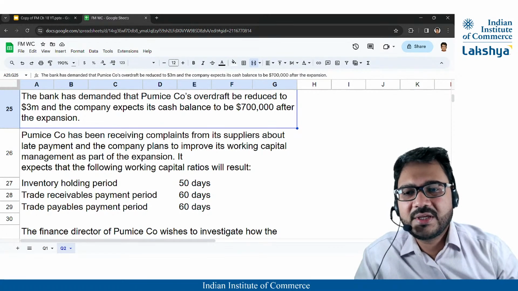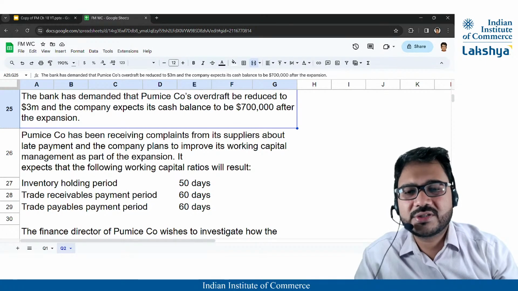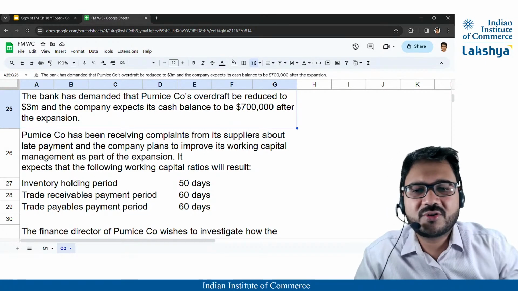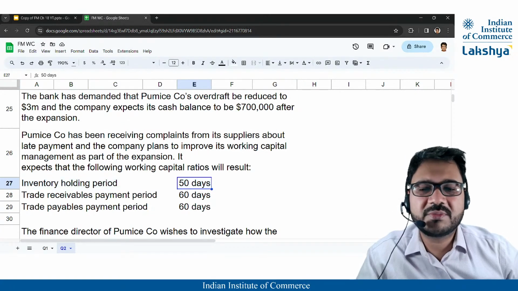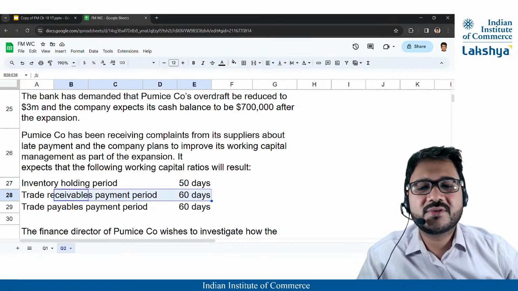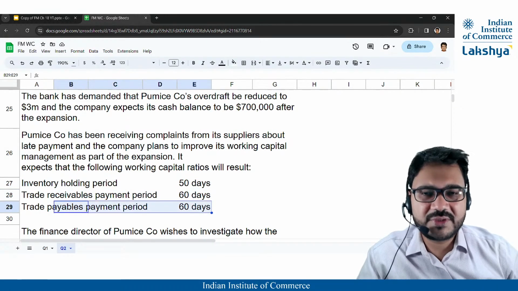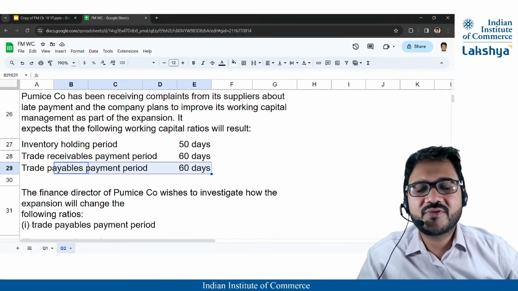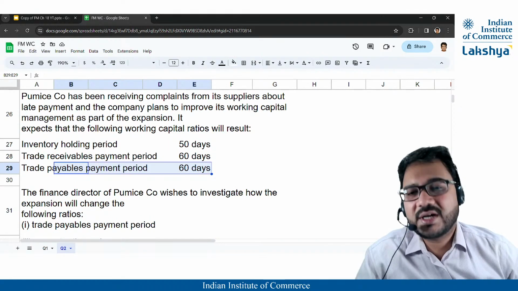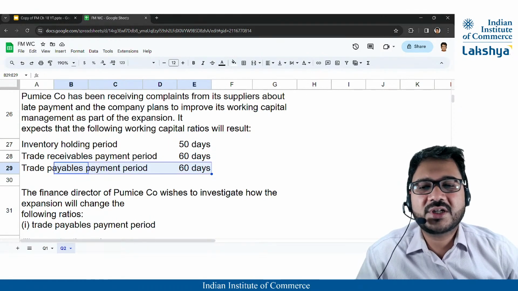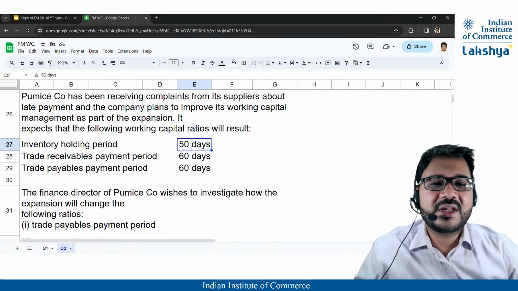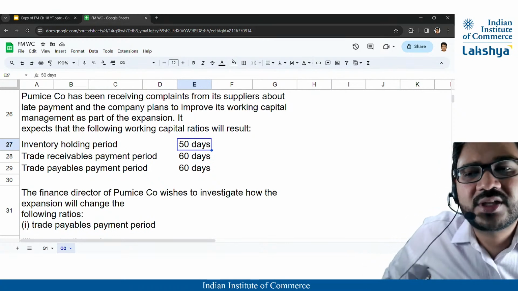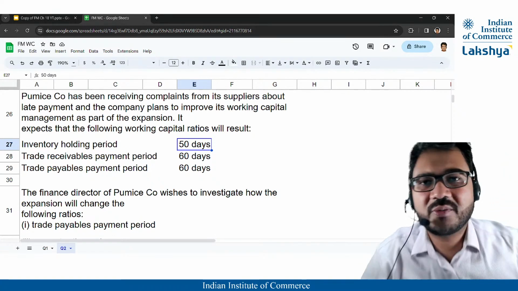Now let's see. It expects that the following working capital ratios will result. So this is after expansion or after whatever efforts they are taking. They are expecting that the future inventory days will be 50, receivables will be 60 days and payables will also be 60 days. Okay, so if you just want to do a quick cash conversion cycle, you know that you're getting your money after 50 plus 60, that is 110 days minus 60. So that's basically within 50 days, you're getting your money back.